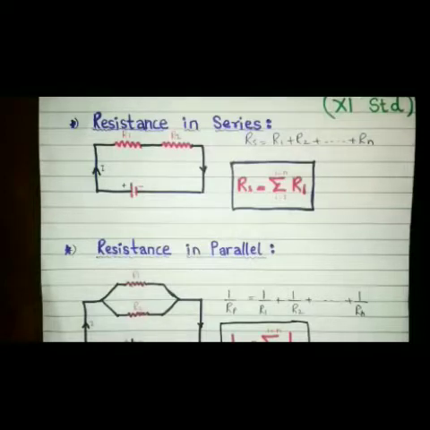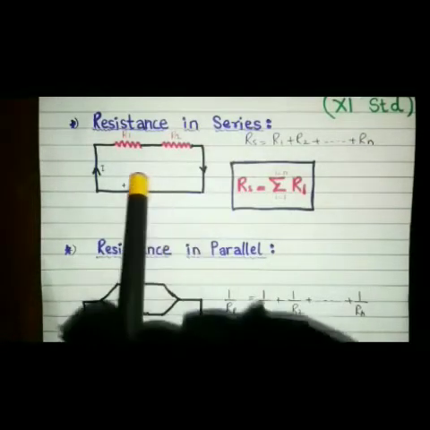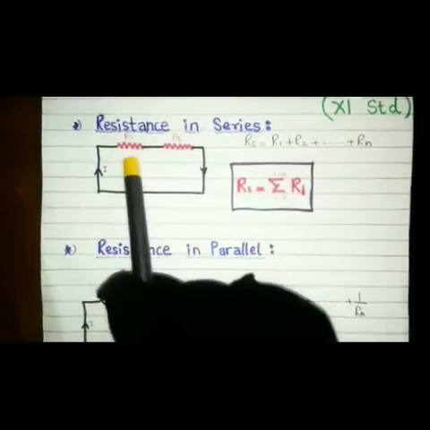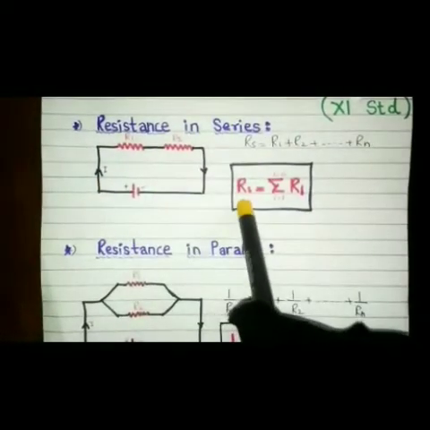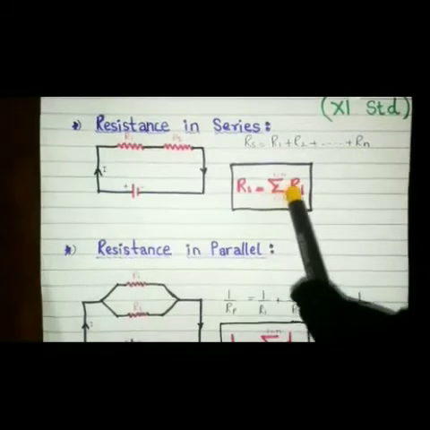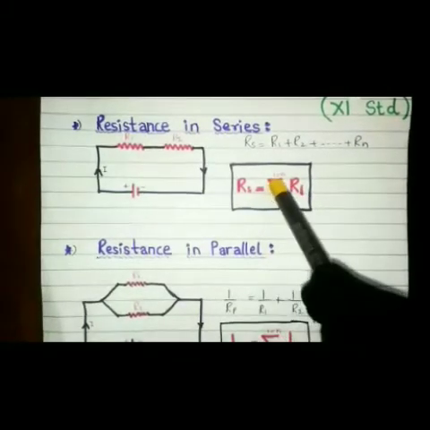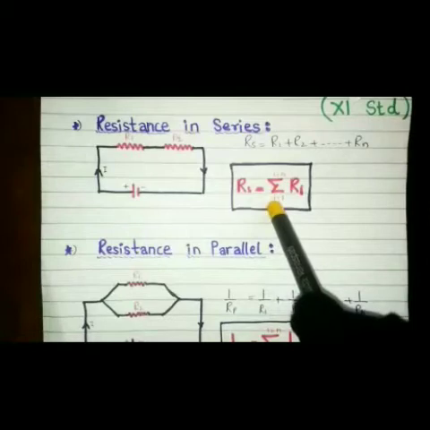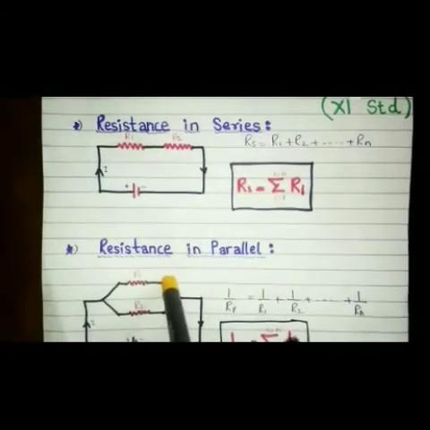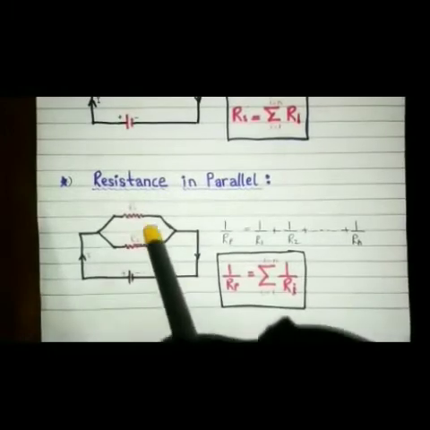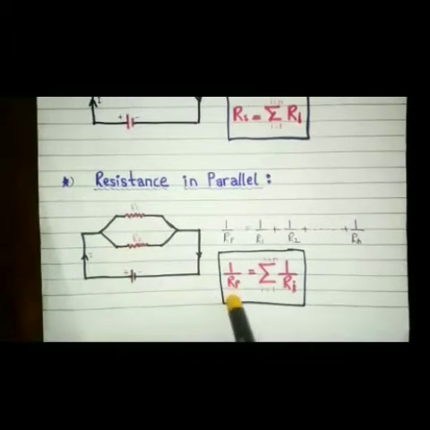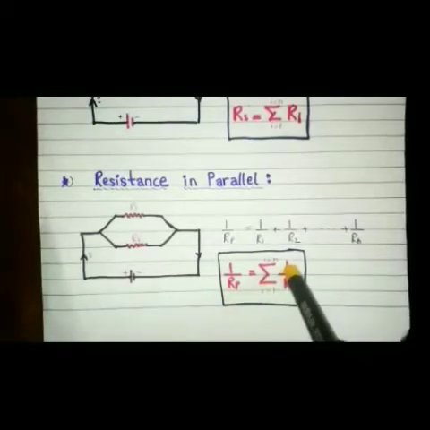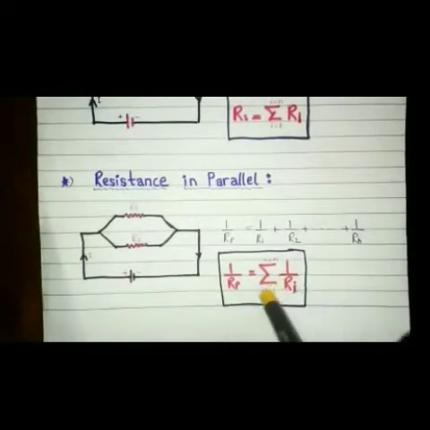Here you can recall this derivation: two resistors are connected in series with each other across a battery. The formula for series resistance is R = summation of Ri, where i goes from 1 to n. Then for resistance in parallel, two resistors are connected in parallel across a battery, and the formula is 1/R = summation of 1/Ri, where again i goes from 1 to n.